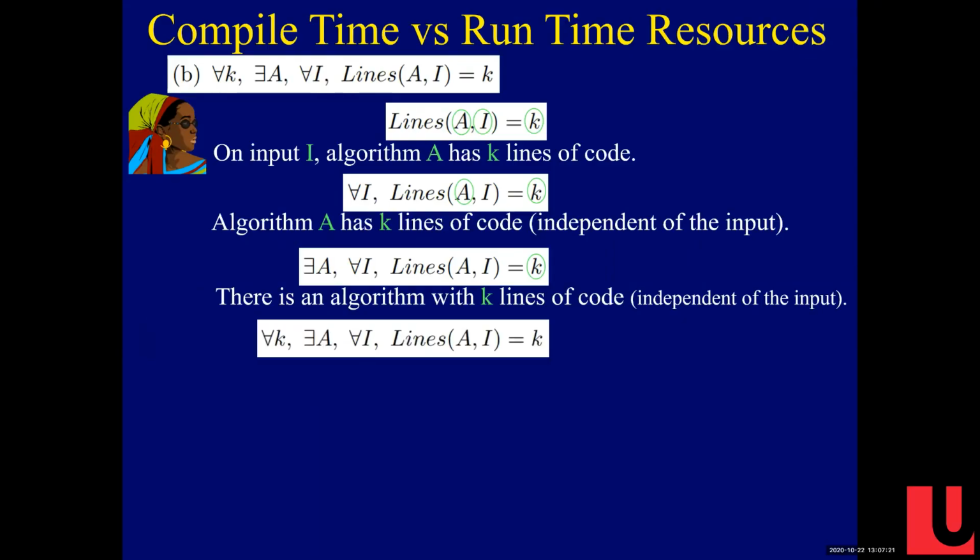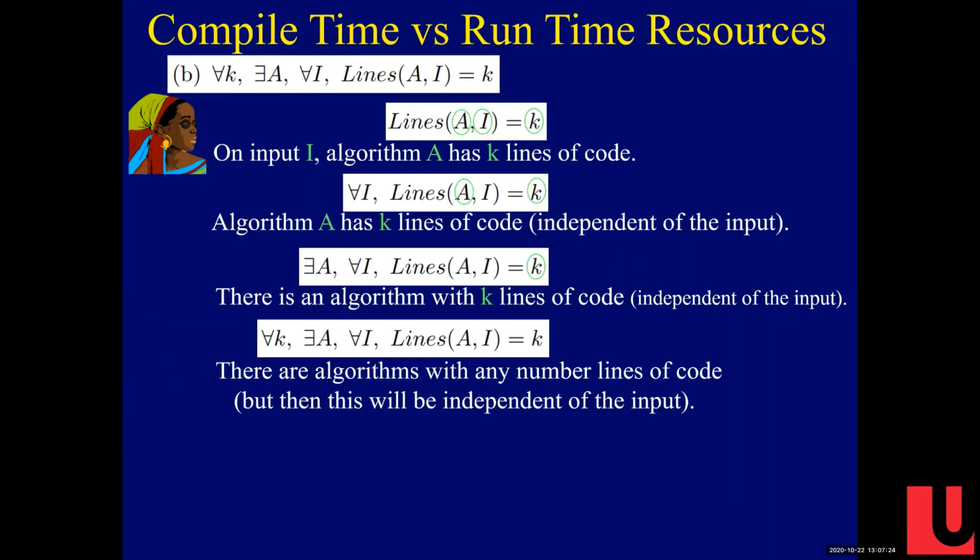And the algorithm doesn't have to compute anything. There are algorithms with any number of lines of code. For any K, you can give me an algorithm with K lines. That's what it's saying. And the input doesn't even matter in this case. So this is saying something, right? It's just a little bit of text, and in some ways it's telling me something very deep. It tells me I can write my programs as long as I want, and it won't depend on the input, and the input doesn't matter.